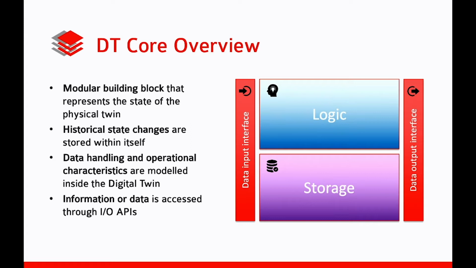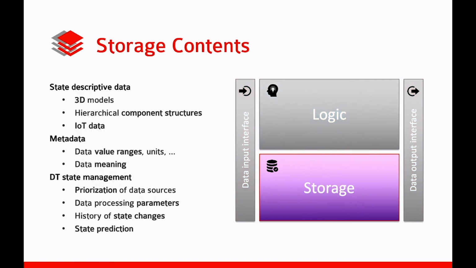And in this logic, we have all these characteristics for the operational and data handling. Let's go more specifically through this. So what's in the storage? Here are some examples of the contents that could be within there. There can be some 3D models of how some crane or other product was built, or how it is designed from different production stages. And we have the component structures. We can have all that information in there, as well as all the IoT data that's collected from the field.